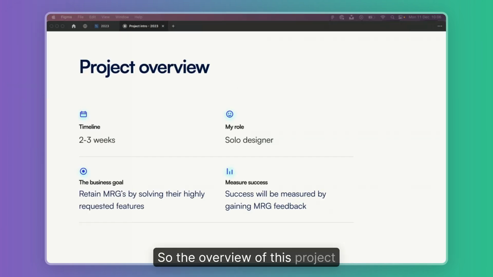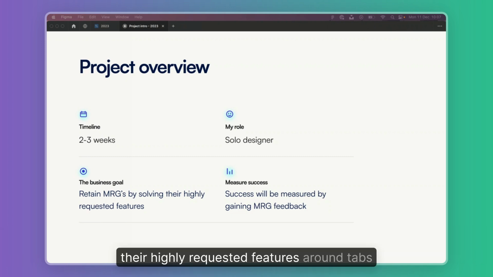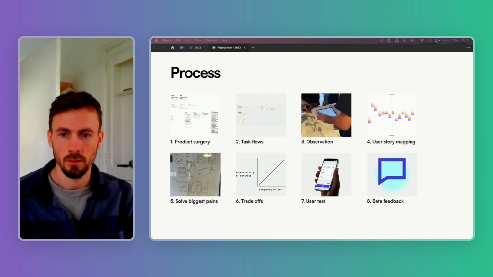So the overview of this project: I was the only designer. I had 2 to 3 weeks to do this. The business goal was essentially to retain our multi-retail groups, our large clients, by solving their highly requested features around tabs. And to measure the success of this, we would gain their feedback with a beta release.